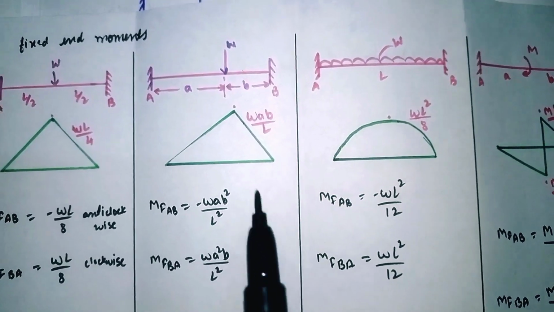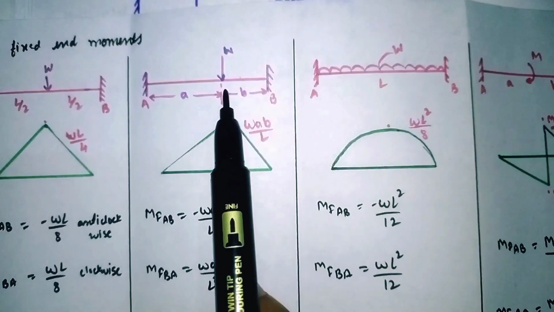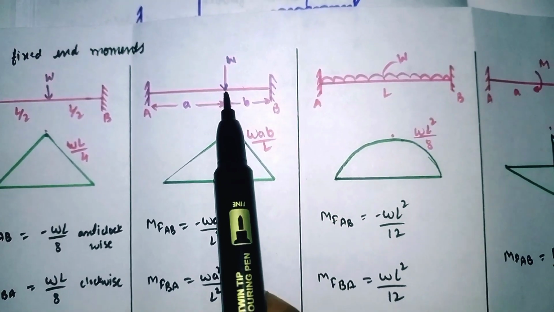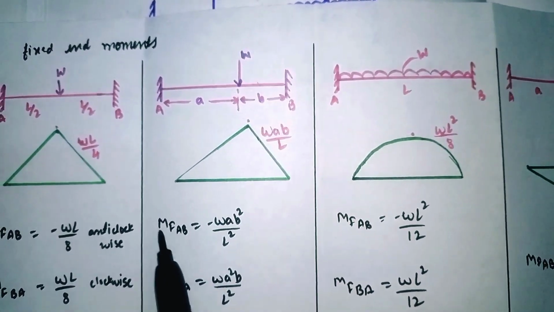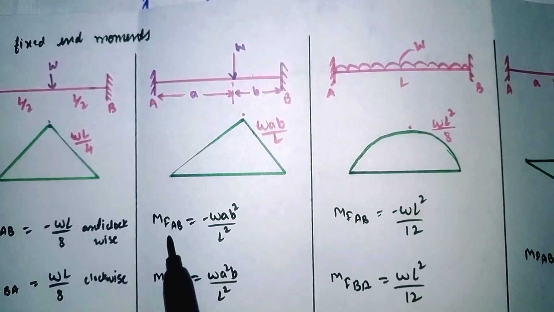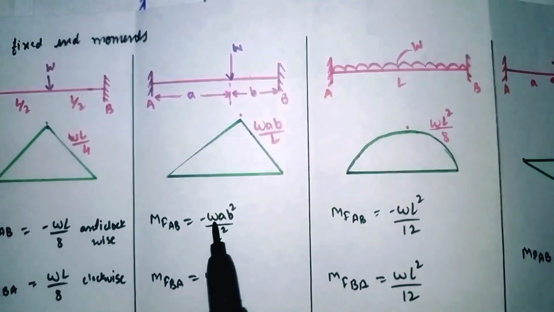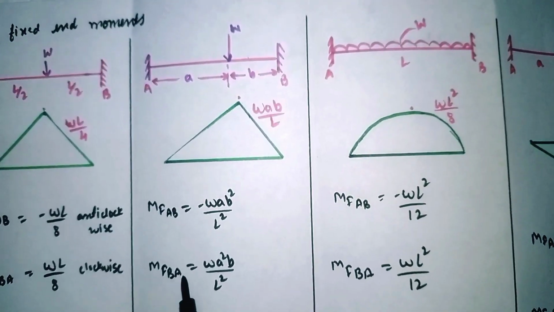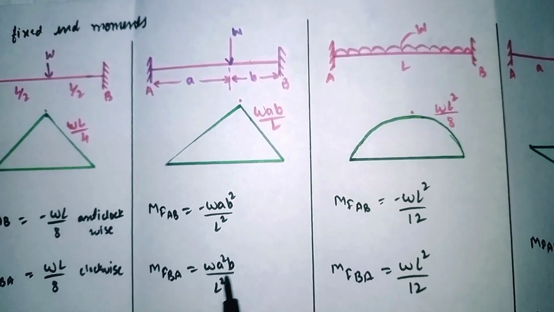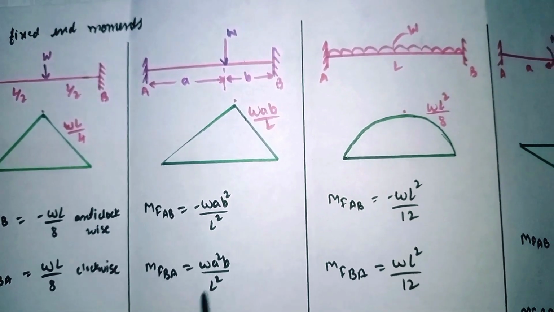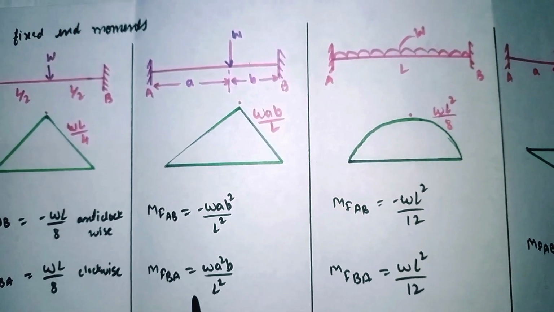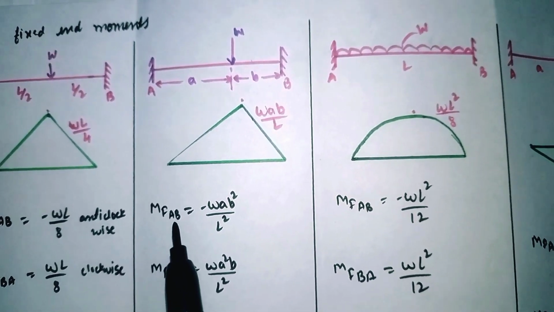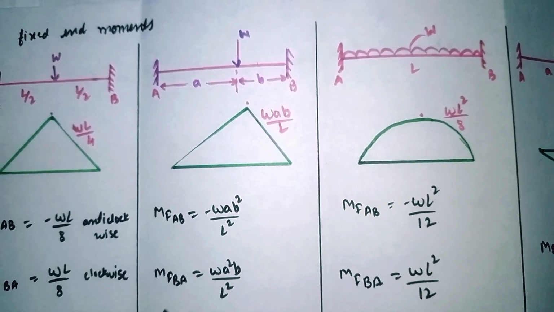Look at this. This is the span having the point load which is not present at the center. For finding the fixed end moment, we have the formula for A to B as minus W A B square divided by L square, and for B to A it is W A square B divided by L square. So by using this formula, we'll calculate the fixed end moment for AB as well as BA.